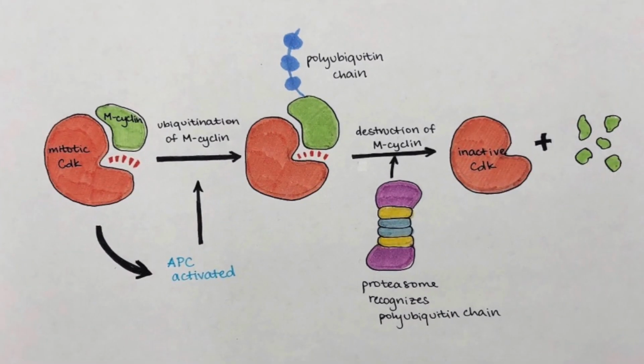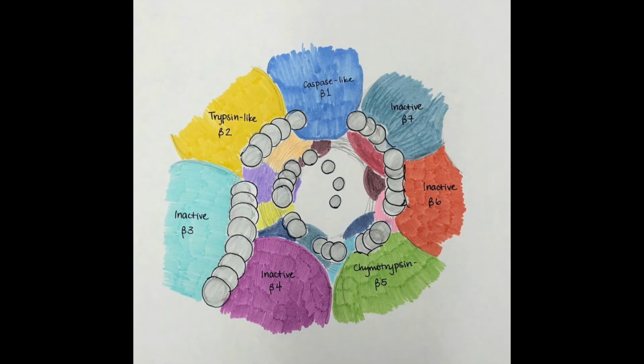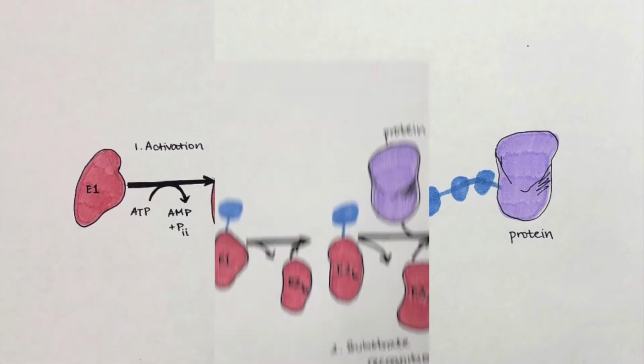In this video, we will be explaining the process of ubiquitination and proteasomal degradation. Proteasomal degradation is one pathway used by cells to break abnormal and other targeted proteins down to amino acids and peptides. The mechanism by which proteins are targeted for proteasomal degradation is through the ubiquitin conjugation mechanism.